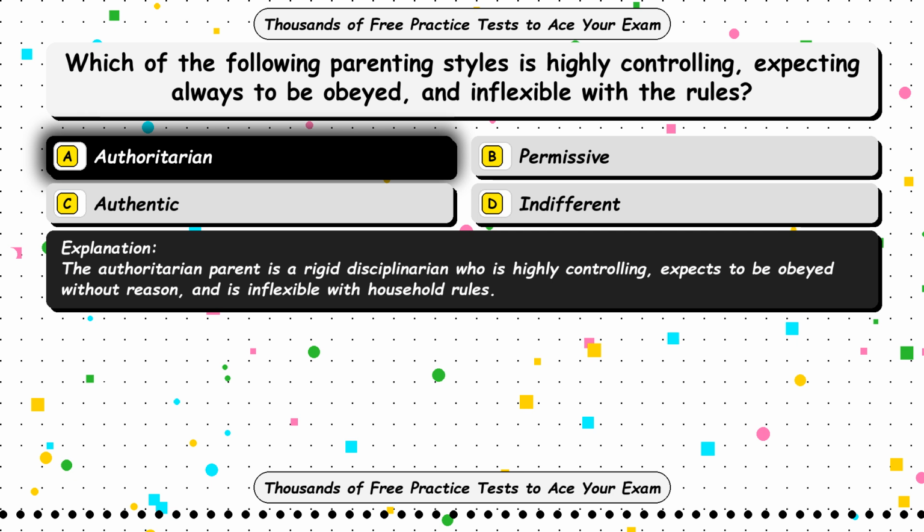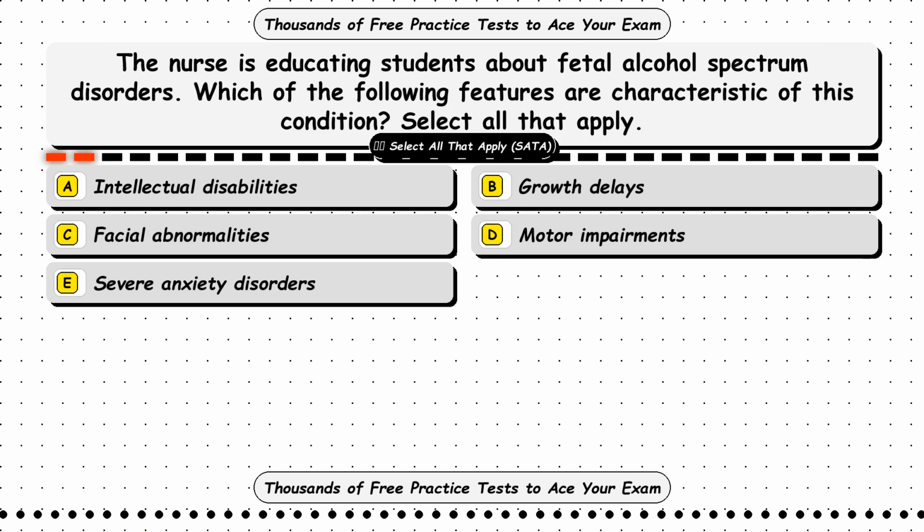with household rules. Question 50. The nurse is educating students about fetal alcohol spectrum disorders. Which of the following features are characteristic of this condition? Select all that apply. Option A, intellectual disabilities. Option B, growth delays. Option C, facial abnormalities. Option D, motor impairments. Option E, severe anxiety disorders.